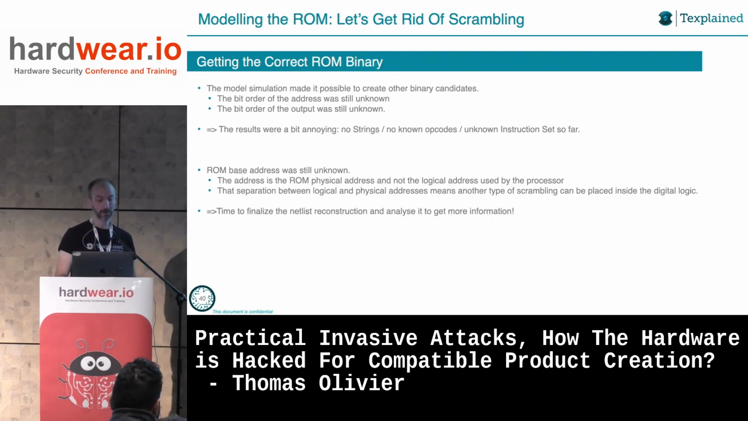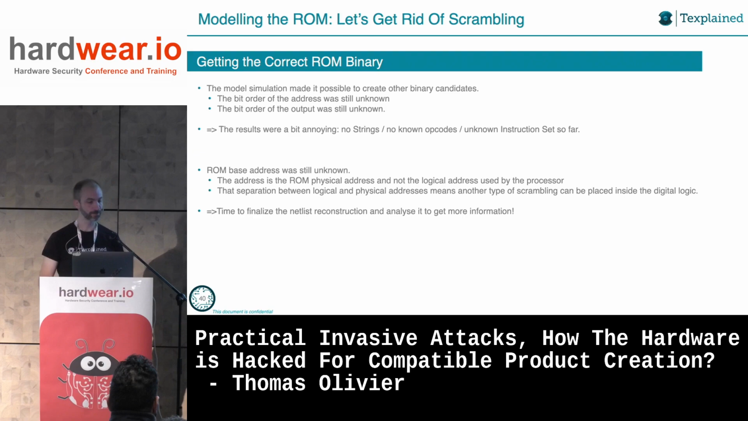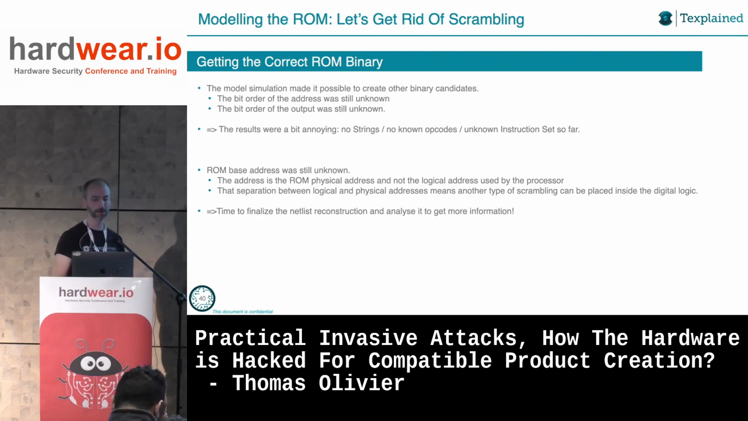So from this, we could build new binaries and try to see if we can see strings or non-node codes, or try to find if we can make sense of the data. We couldn't, right? So that's pretty rare to arrive at this point with a non-encrypted ROM and to have so much trouble. But one thing we didn't know is the bit order of the address lines and the outputs, because that's inside the digital circuitry that we can find this out, right? So we needed to have the netlist.